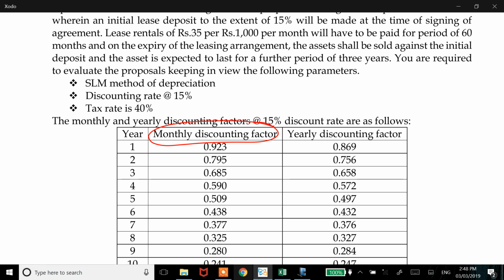1 divided by 1 plus 1.25 percentage. 1.25 percentage is for a month. You do it for the first month, second, third, fourth till 12 months, and if you take an average of that, that will be 0.923. So the lease rent is paid every month.